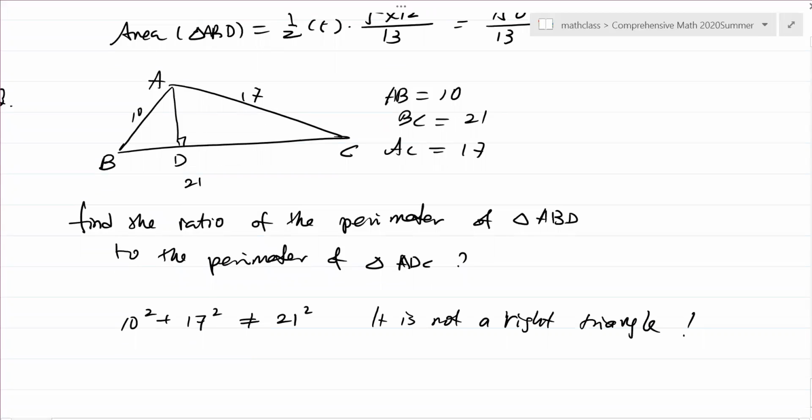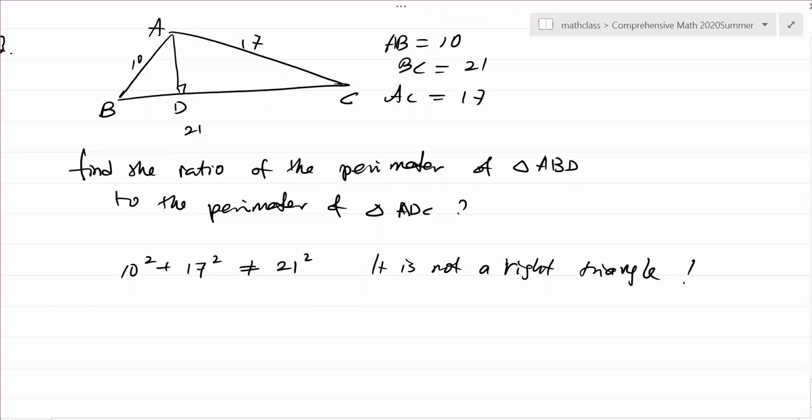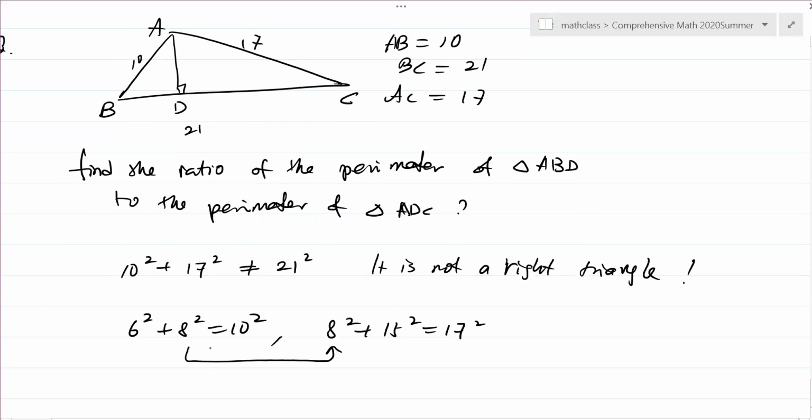But is there an easy way to solve the problem? Now, if you know lots of right triangles, probably it's an easy way. Why? Because you're familiar with some right triangles that have edge length 17. You know that 6 squared plus 8 squared equals 10 squared. You also know that 8 squared plus 15 squared equals 17 squared. If you know those identities, then you have 8 squared shared.